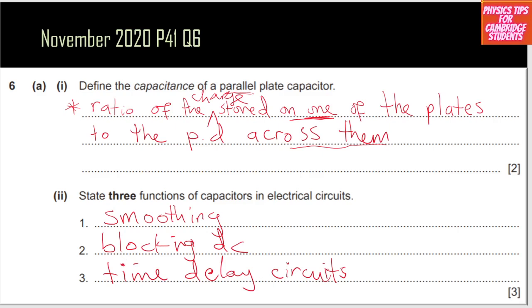Others that you could think of: tuning circuits, oscillator circuits, surge protection. Also, we have a capacitor in there. And also, you know that capacitor provides temporary charge in the circuit, or temporary current or temporary power in the circuit. But the major 3 that should come to your mind right away should be these ones that I've written down: smoothing, blocking DC, and time delay circuits.